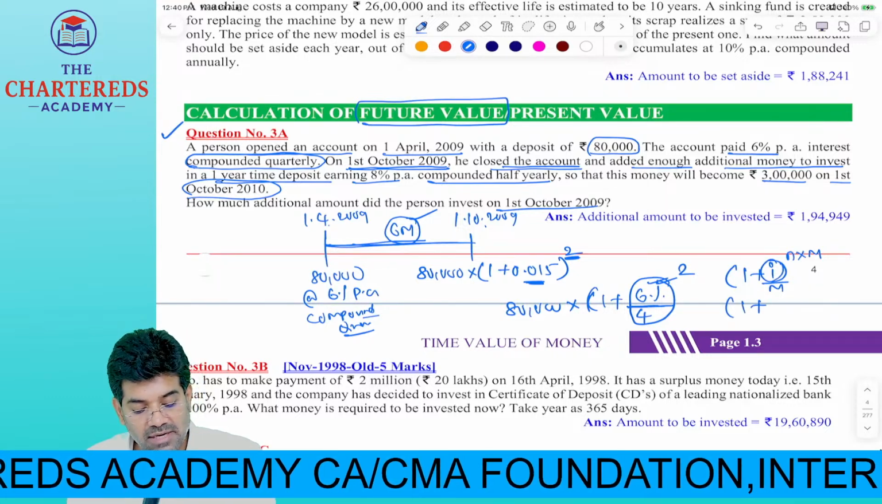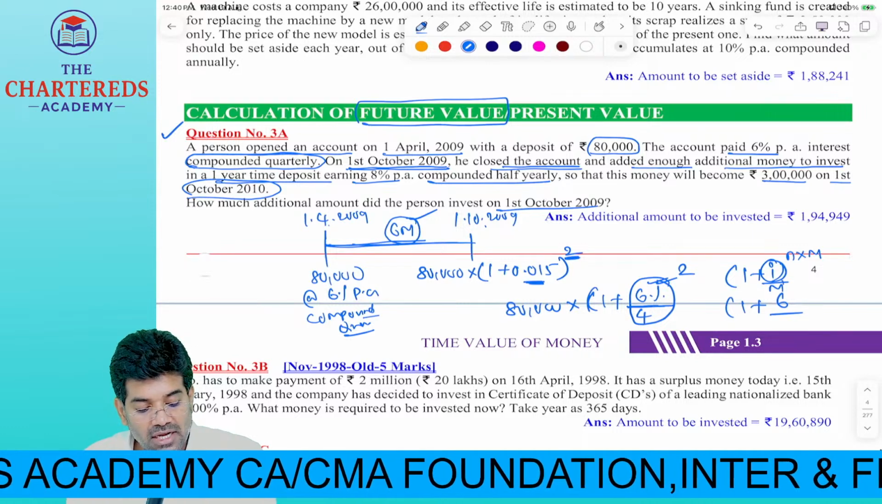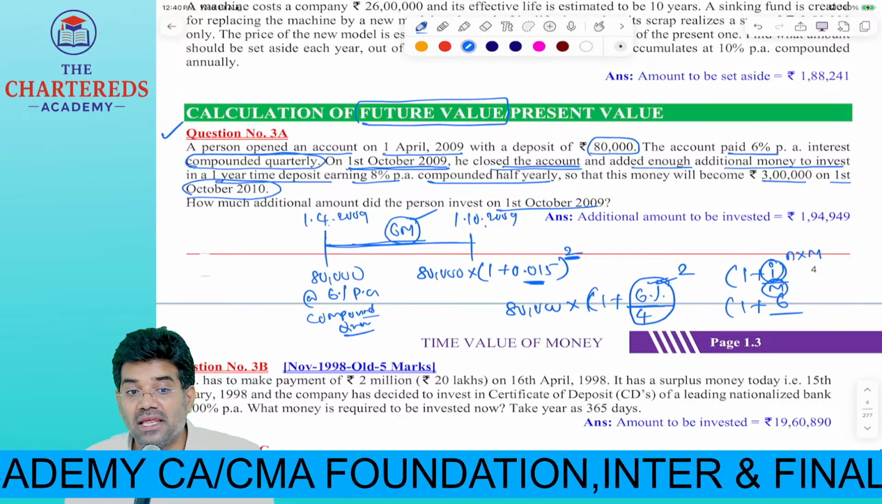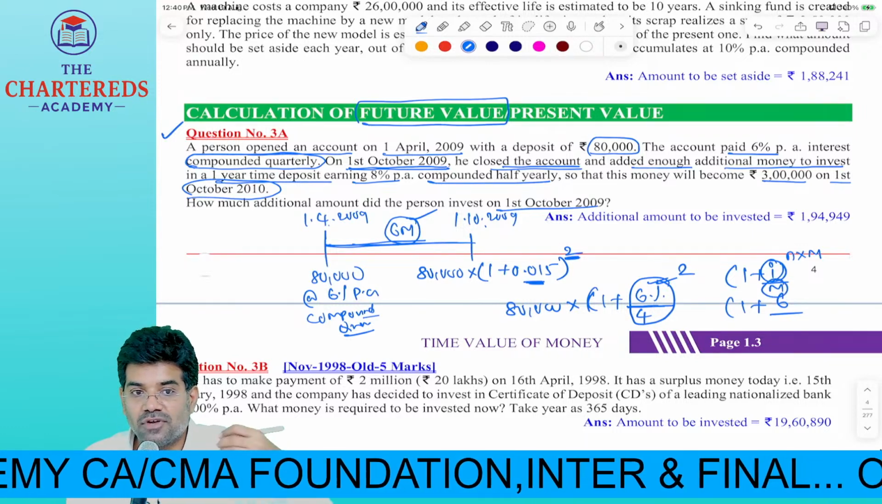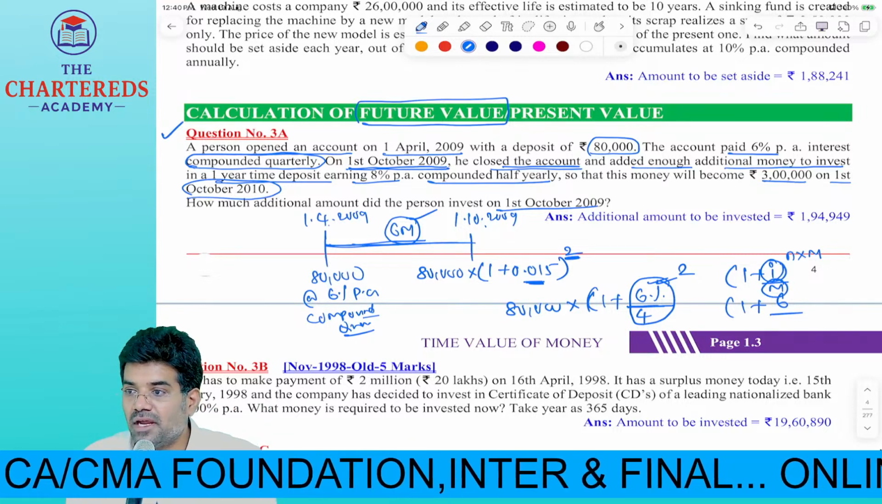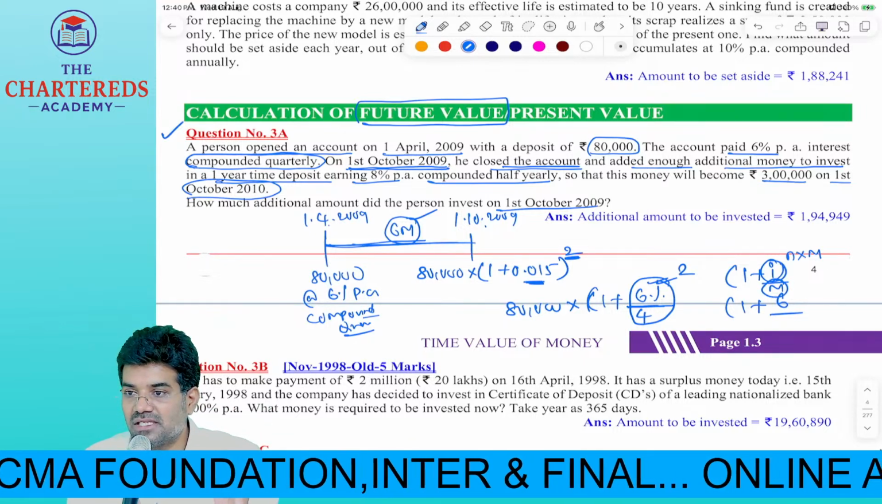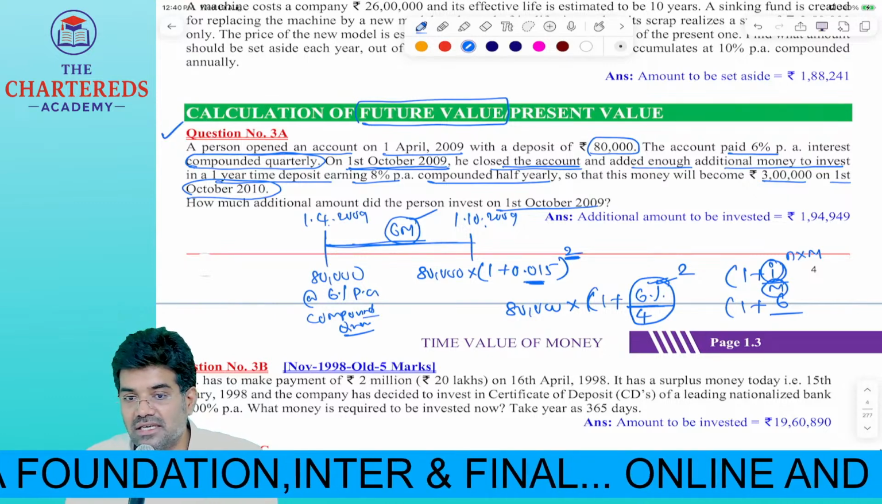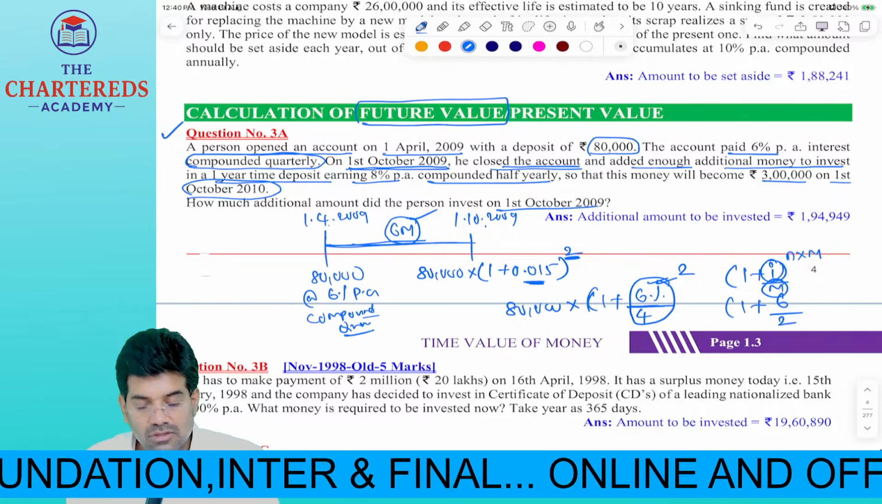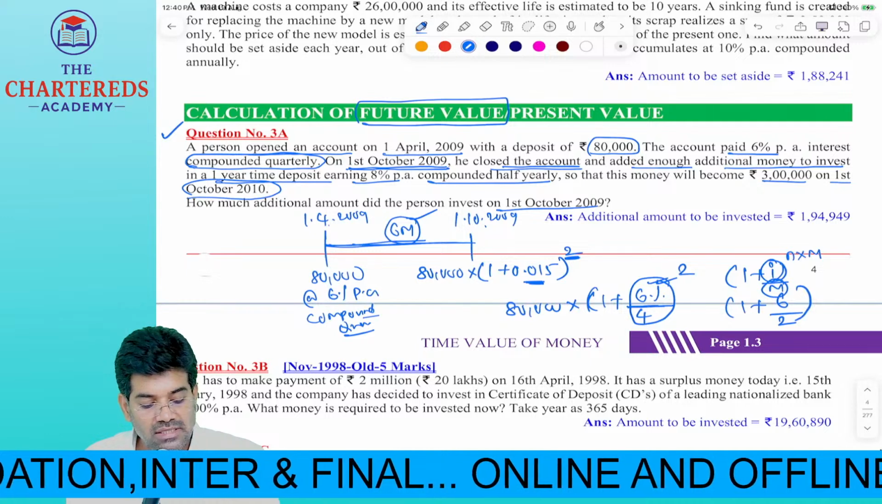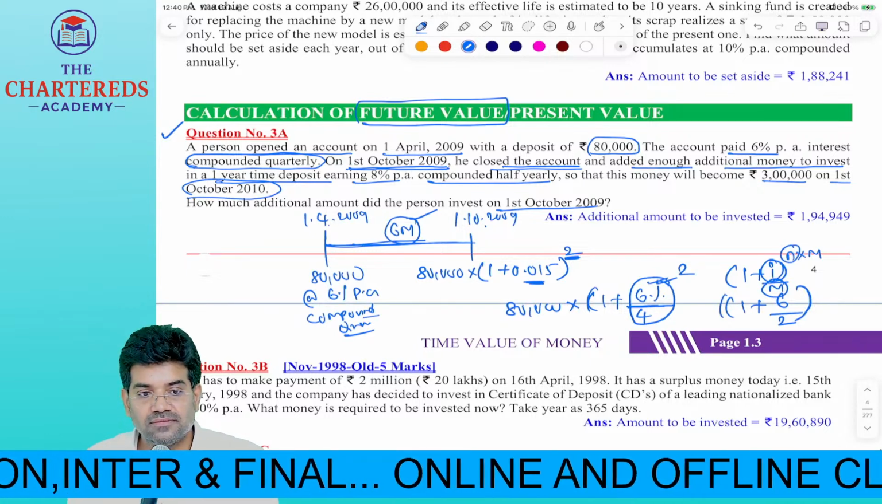How much is interest rate per annum? How many times compounding is happening in a period? M is number of times compounding in a period. What is the period of investment? 6 months. In 6 months, how many times compounding is happening? 2 times. Then what is our investment period?